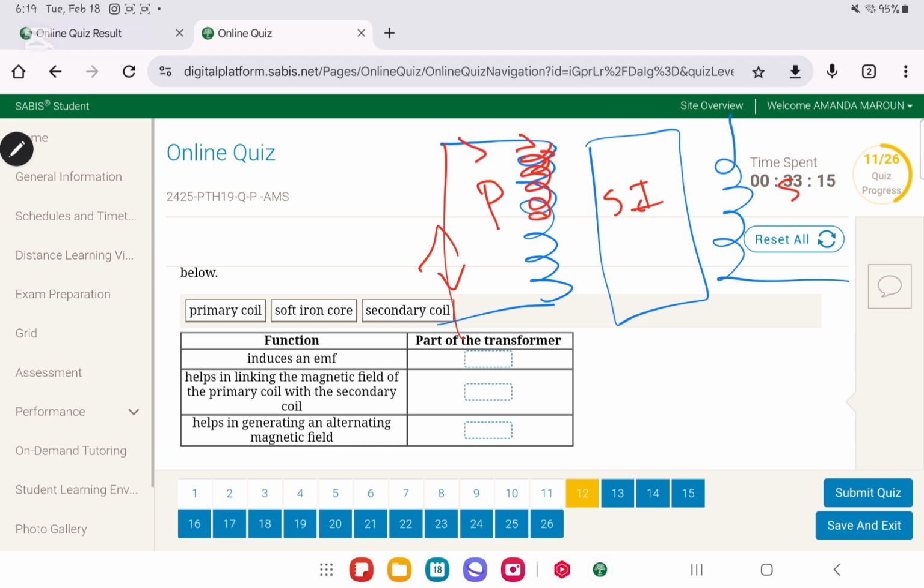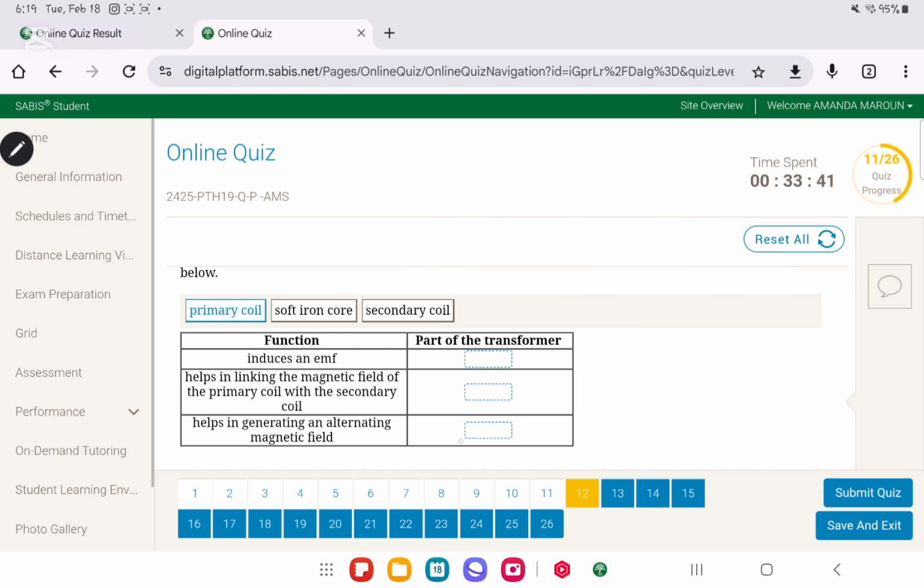The alternating current will create an alternating magnetic field. Okay? And now what happens? It will go to the soft iron. The soft iron is going to change its path, and it's going to bring it to the secondary coil, which will produce an electromotive force either by increasing the voltage or decreasing the voltage.